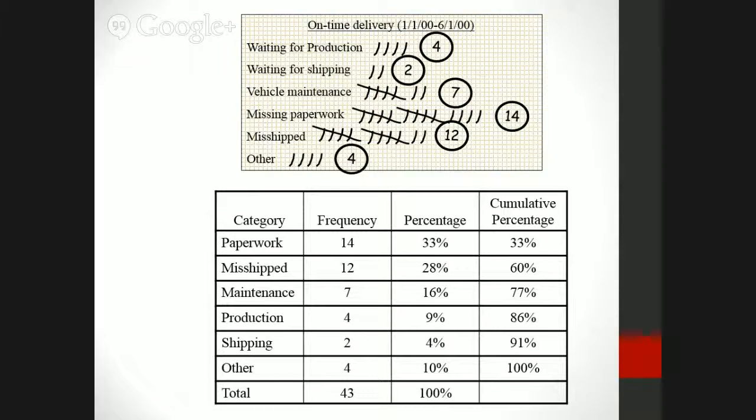So I want you to go ahead, get another piece of paper. Jot this stuff down, but I want you to know where these numbers come from. Our paperwork was late 14 times. Well, I get a percentage. How do I get a percentage? Well, of all the times it was late, it adds up to 43. So if I divide 43 into 14, I get 33%.